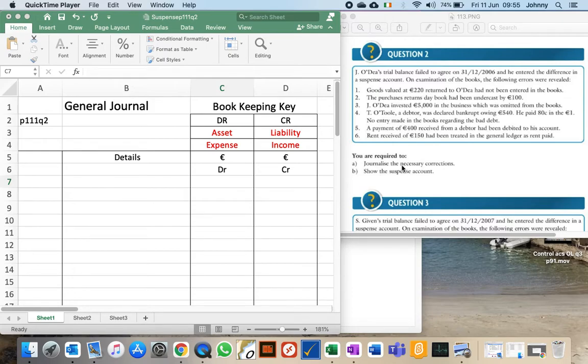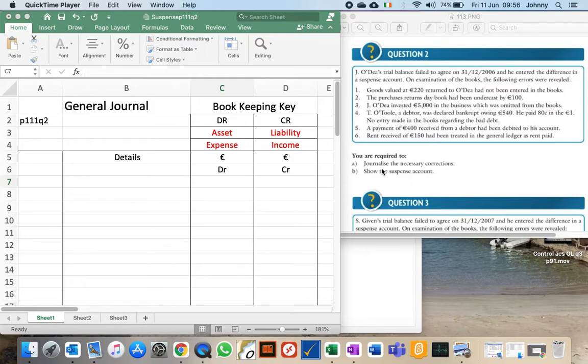When this person did a trial balance and added up all the debits and credits, they didn't end up being the same. Because of that, they had to create this suspense account, which shows the total of the error, the difference between the two sides. You don't necessarily know what the difference is, but you will deduce it by doing the corrections. When you correct all the mistakes, you'll be able to enter that into the suspense account, and that will cancel the error that was originally made.